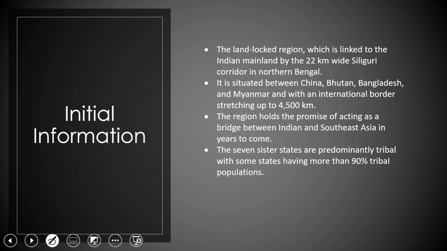So the initial information, as I've already explained, is that it is a landlocked region linked to the Indian mainland by the 20 km wide Siliguri Corridor in North Bengal, which is called the Chicken's Neck. It is situated between China, Bhutan, Bangladesh and Myanmar, with an international border of around 4,500 km. All the northeastern states hold the promise of acting as a bridge between India and Southeast Asia in years to come. Currently we are not open, but in future we will build more bridges and highways to connect with the Southeast Asian countries.